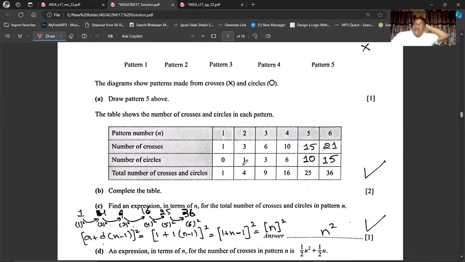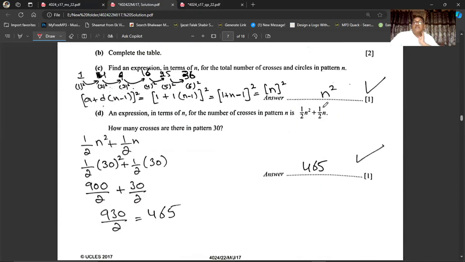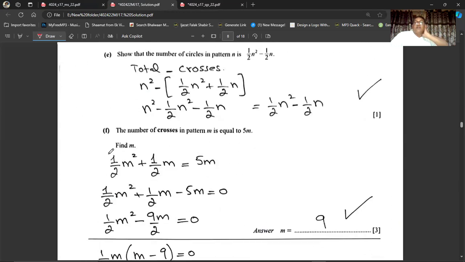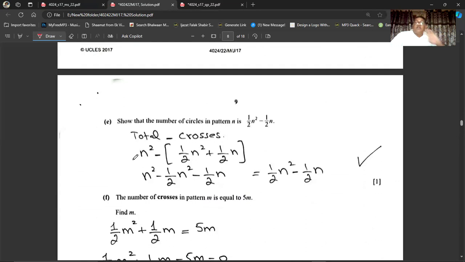So from the total, subtract the number of the crosses. The total is n square. From it, subtract the crosses. So total number minus the crosses. So this will be n square minus, and the crosses is 1 by 2 n square plus 1 by 2 n. We have put bracket around it.